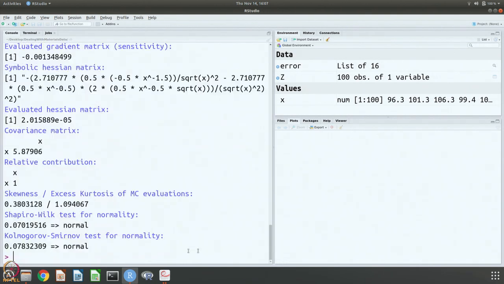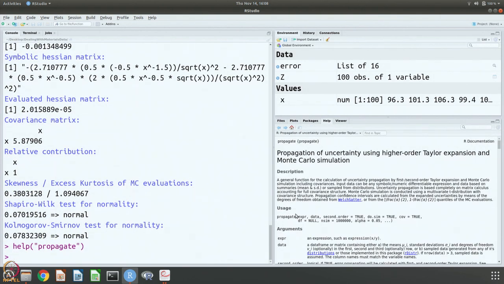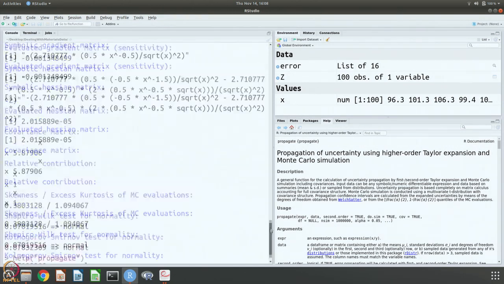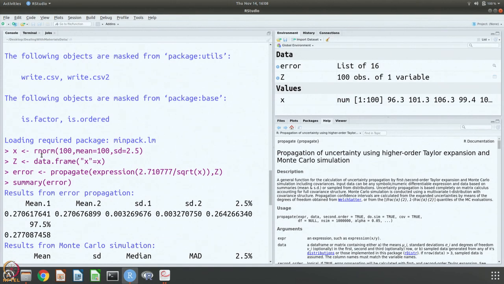So, what is this Propagate? And so, you can use the help. Okay. You can see that this is what we use for error propagation. You have to give the expression, and it is clear what the expression is, and you also have to give some data, and that is what we generated here, right. We used normal distribution, 100 numbers with mean 100 and standard deviation 2.5, because those are the parameters that we assumed. And so, you have to generate data of that type.